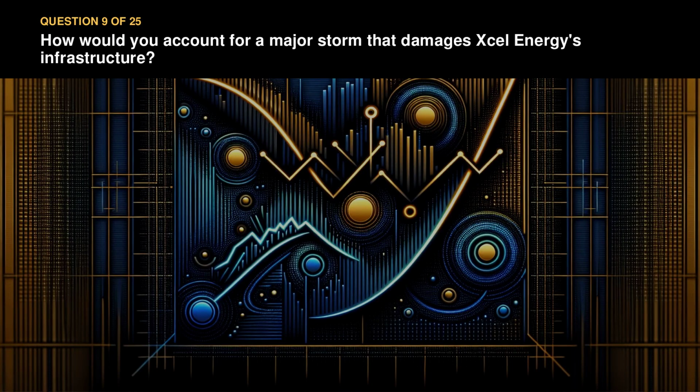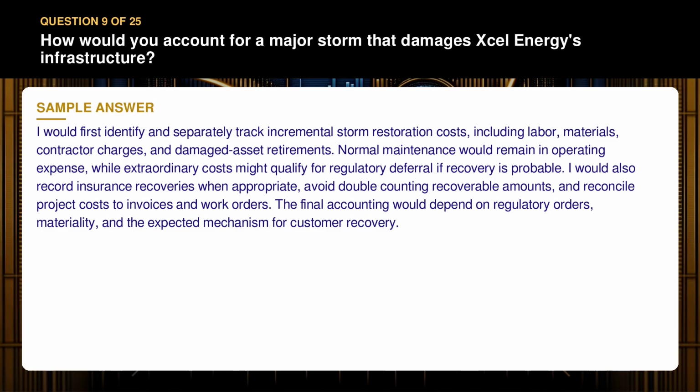Question 9. How would you account for a major storm that damages Xcel Energy's infrastructure? I would first identify and separately track incremental storm restoration costs, including labor, materials, contractor charges, and damaged asset retirements. Normal maintenance would remain in operating expense, while extraordinary costs might qualify for regulatory deferral if recovery is probable. I would also record insurance recoveries when appropriate, avoid double counting recoverable amounts, and reconcile project costs to invoices and work orders. The final accounting would depend on regulatory orders, materiality, and the expected mechanism for customer recovery.